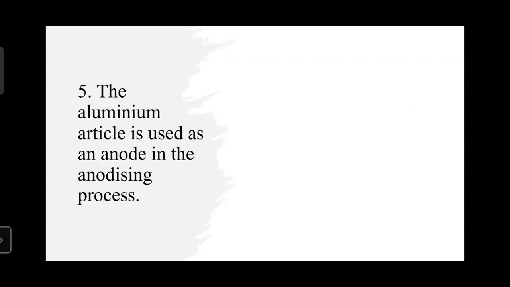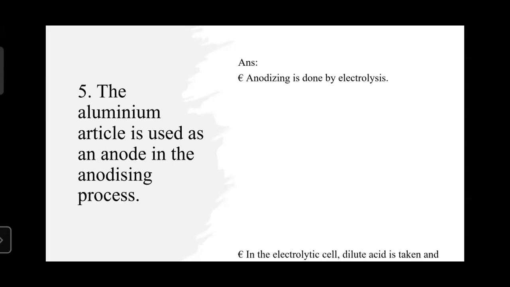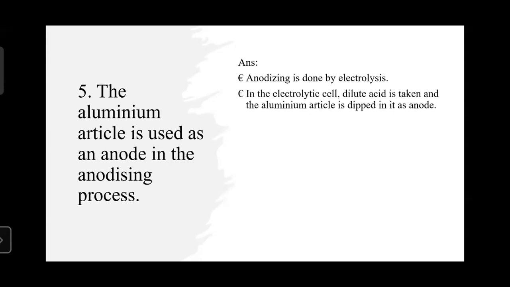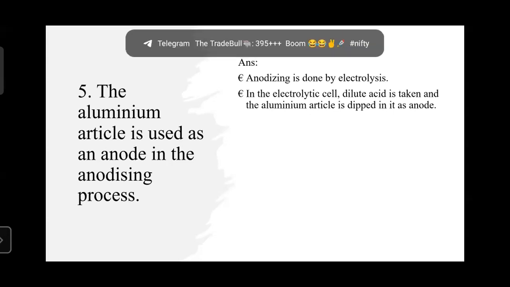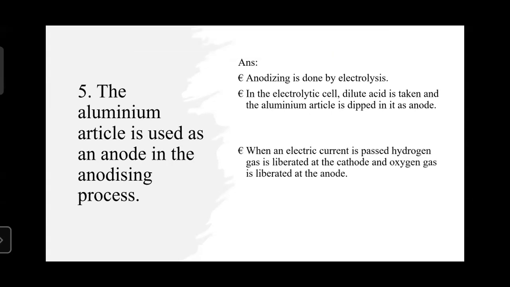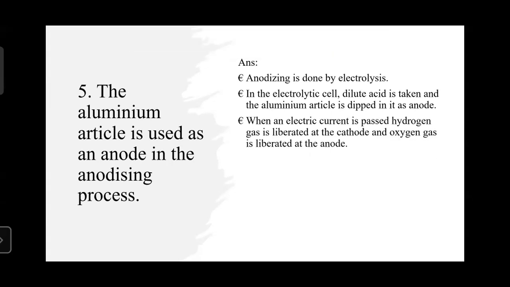Next question. The aluminium article is used as an anode in the anodizing process. Answer. Anodizing is done by electrolysis. In this electrolytic cell, dilute acid is taken and the aluminium article is dipped in it as an anode. When electric current is passed through this electrolytic cell, hydrogen gas is liberated at cathode and oxygen is liberated at anode.